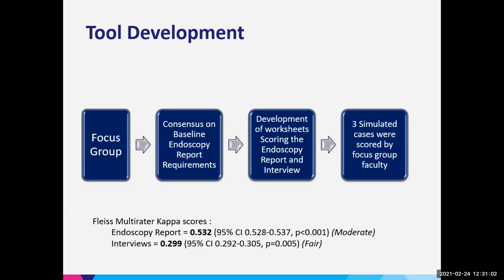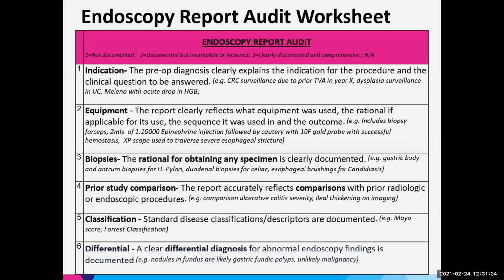Now that we had those 2 worksheets, we then selected 3 cases and simulated an interview between an attending and a fellow. Each of the attendings in the focus group scored the individual components of the worksheets, and then we did comparisons and further refining of the questions to improve our inter-rater concordance. At the end of those 3 cases, our CAPA scores indicated that we had fair inter-rater concordance for the interview component worksheet and moderate inter-rater concordance for the endoscopy reports.